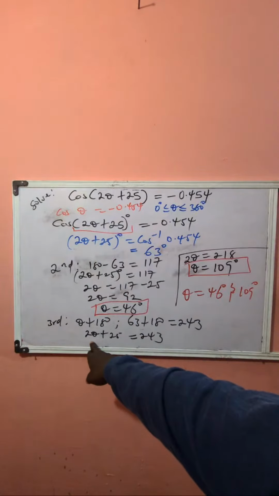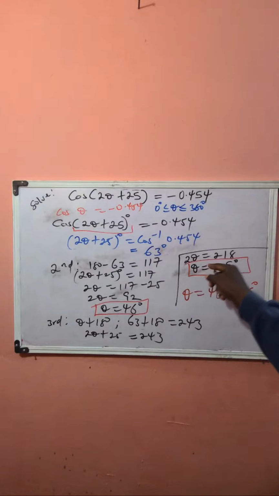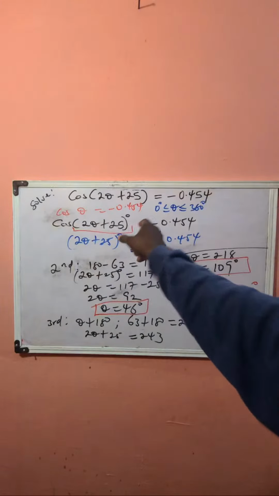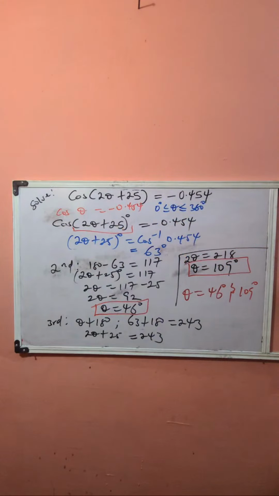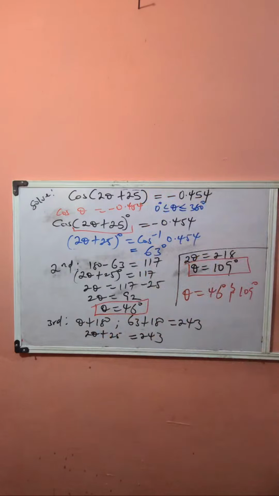So we then went on to say, okay, the 2 theta plus 25 is 243. Then from here, we're able to find our theta to be 109. So you need to balance yourself with the understanding that when you have a question like this, act as if that was the angle theta, and everything you were doing when solving for theta is what exactly you will be doing down the line. You will not mix things up. So that's how we're able to get our values for theta to be 46 degrees and 109 degrees.